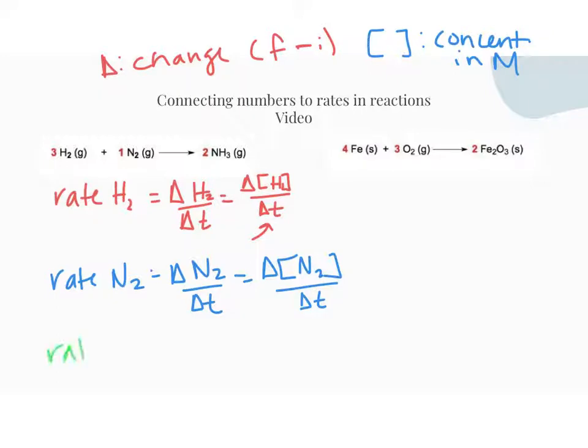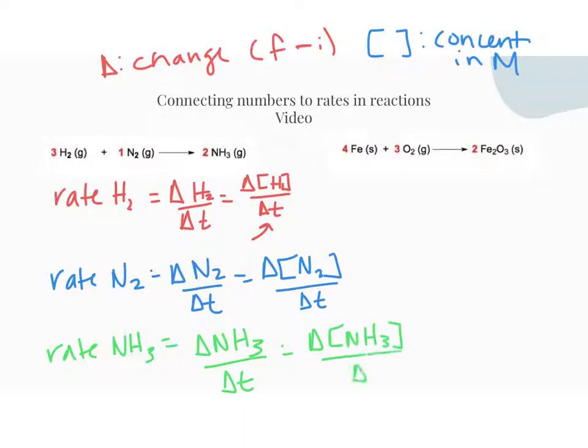So the rate of NH3 is equal to the change in NH3 over the change in time, or the change in concentration of NH3 over the change in time. So here's the thing. These are each different numbers, but we can relate them all to each other because they're all related. This is going 3 times as fast as this is. So we can actually come up with a statement that says how they're all related. And we usually relate them to the rate of reaction.